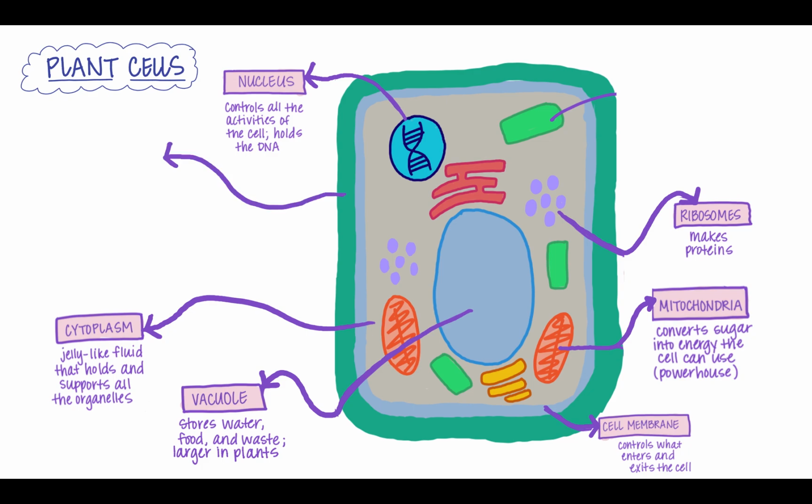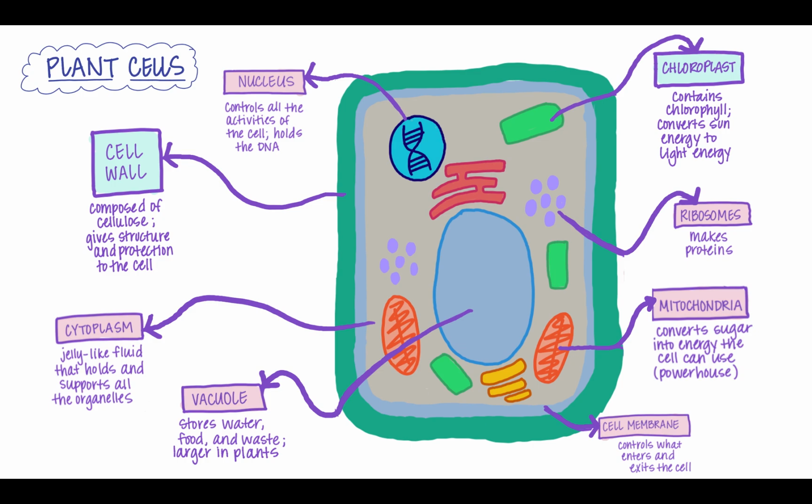Notice this outer green area that you see surrounding the plant cell. This is called the cell wall. It's composed of cellulose and gives structure and protection to the cell. It is unique to the plant cell and only found in plant cells.